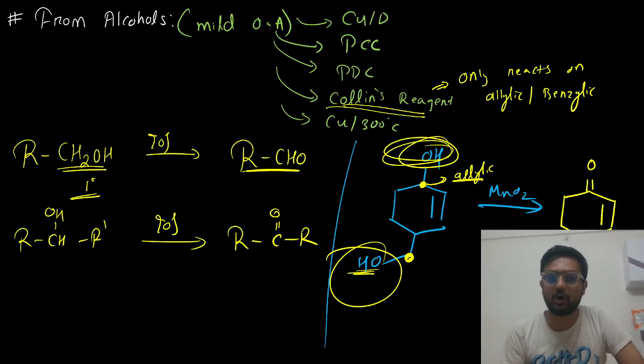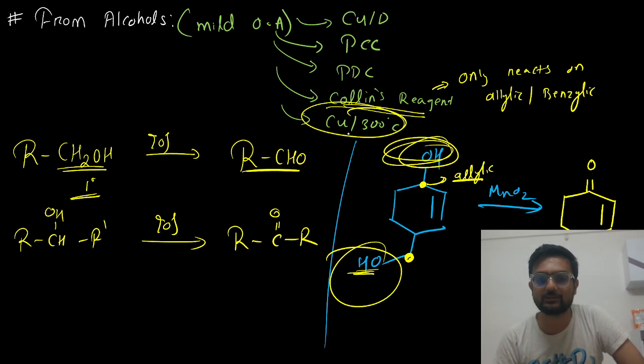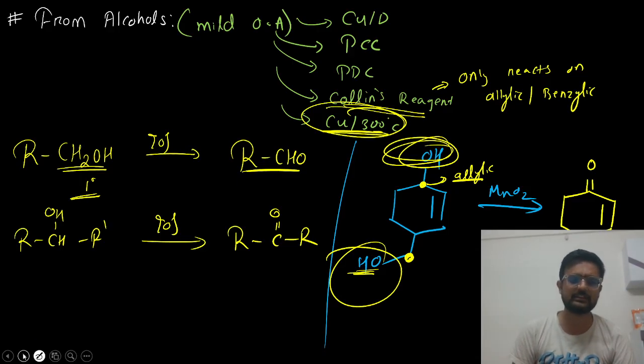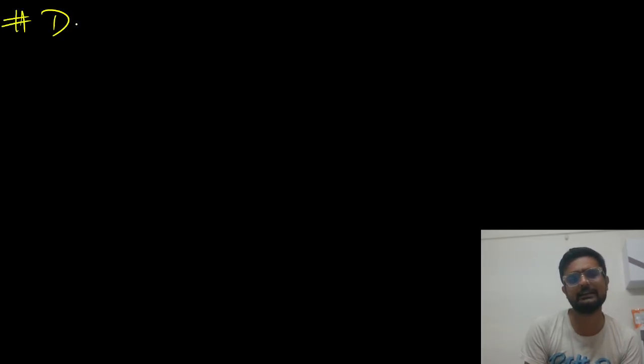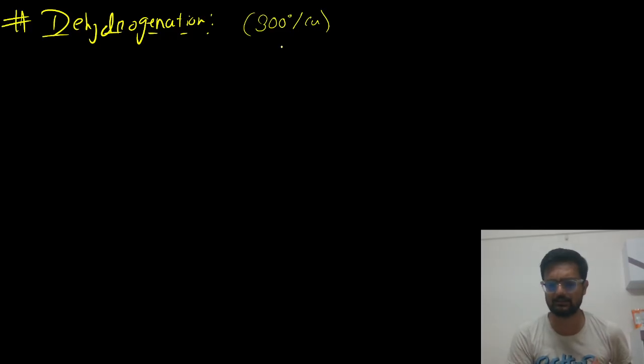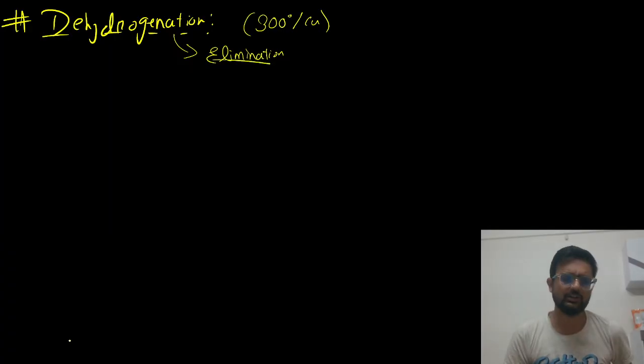Great. Now copper at 300 degrees Celsius, what does this do? This also does elimination. How do we do elimination? We'll be doing dehydrogenation. Dehydrogenation means removal of hydrogen. So generally what we take is copper at 300 degrees Celsius, okay? This is a general reaction and it follows an elimination mechanism, okay?